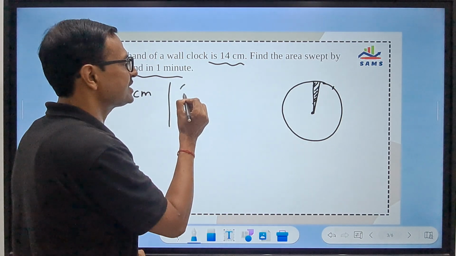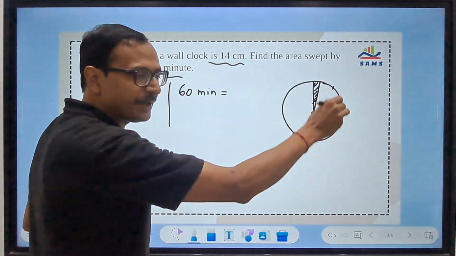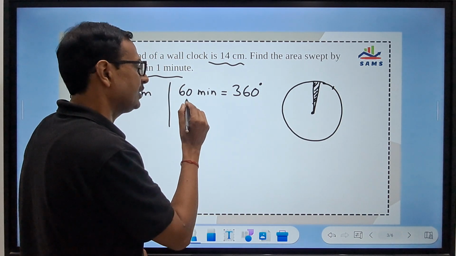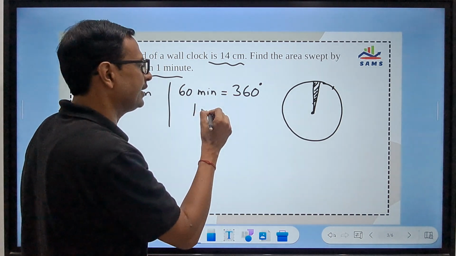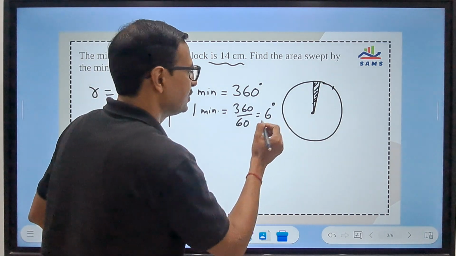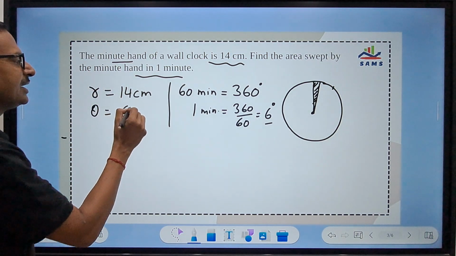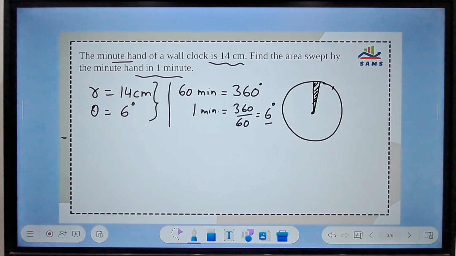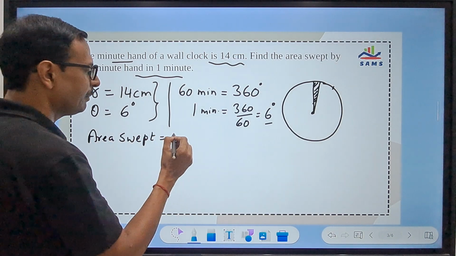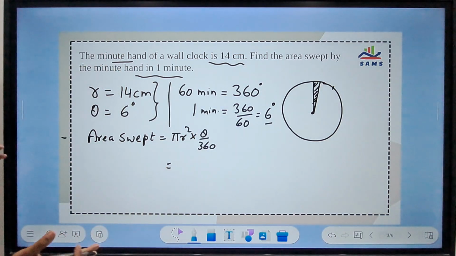What happens in 60 minutes? In 60 minutes the minute hand moves one complete round, and that means a 360 degree revolution. But now if I apply the unitary method, in 1 minute it will be 360 upon 60, and that is 6 degree. So in 1 minute I have to take theta as 6 degree, and this will give me the area swept by the minute hand, which will be the area of the sector, pi r square times theta upon 360. Now you can just put the values and get the answer.